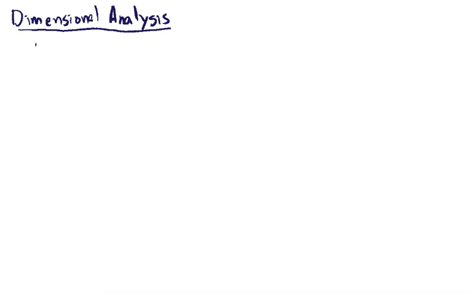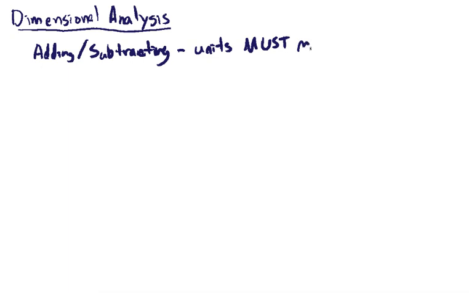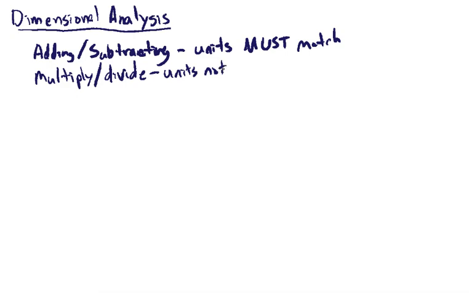So whenever you are adding or subtracting, you have to make sure your units match. Okay, they must match. But when you're doing multiplication or dividing, your units don't have to match. So here they must, or you can't add or subtract them. Here they don't have to.